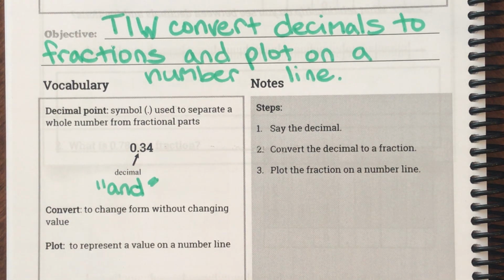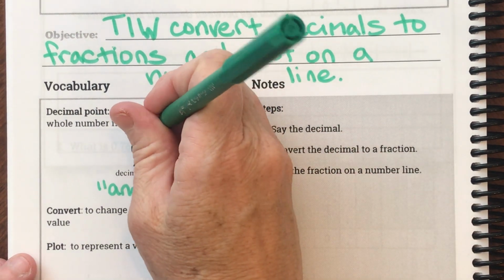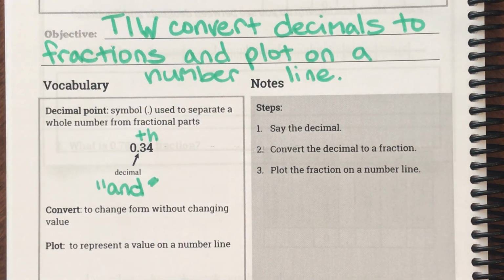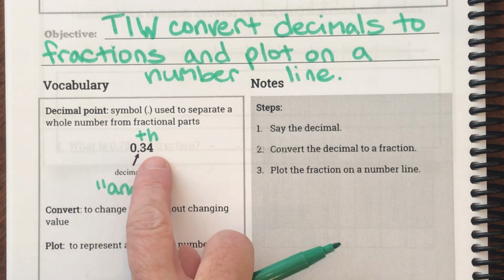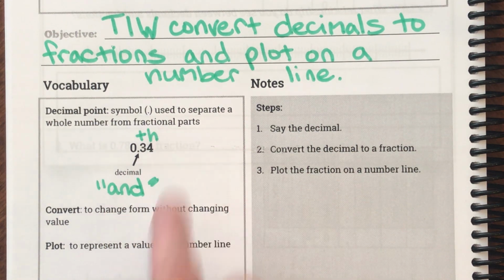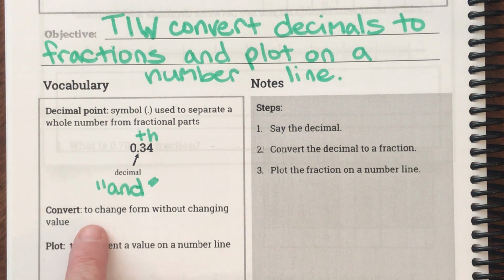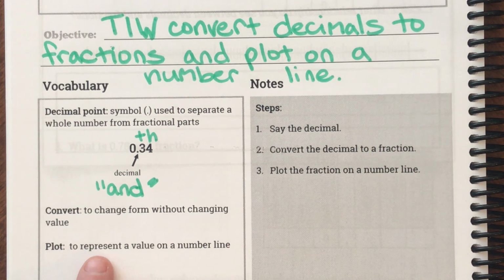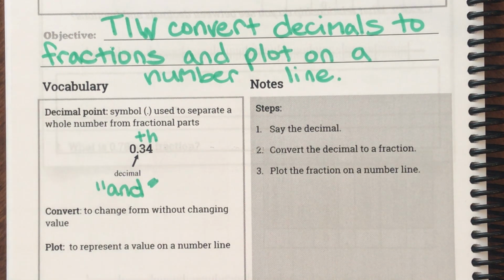Now the first place value after the decimal is called the tenths. And then this is called the hundredths. So you saw when we said these in the past videos, we always say the last place value. So that's why it's 0 and 34 hundredths. Okay, convert means to change form without changing value. So we're going to change the way it looks, but we're not going to change how much it's worth or its value. And then plot to represent a value on a number line. So to put the dot on the number line where it belongs.